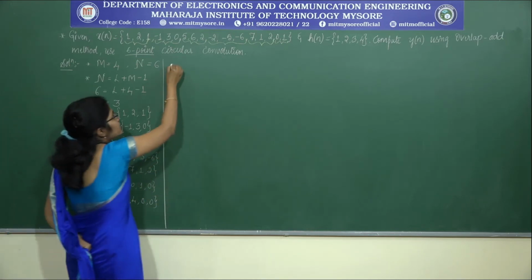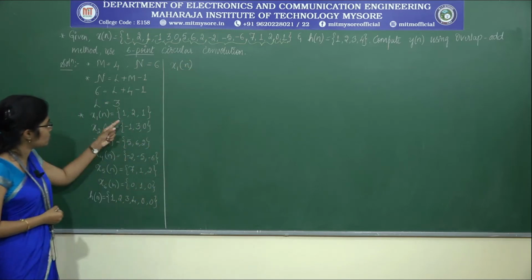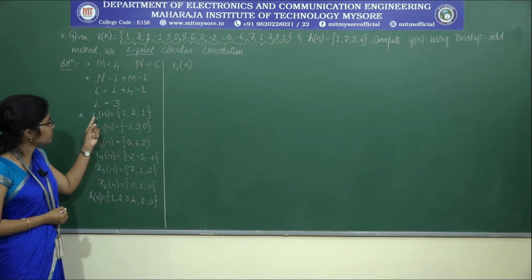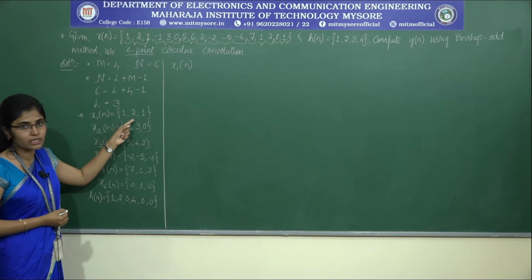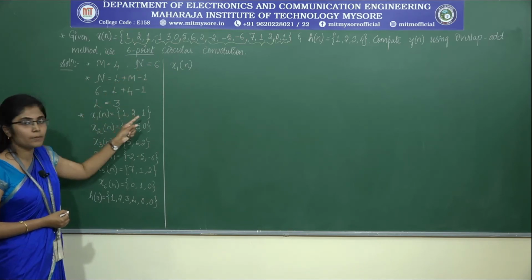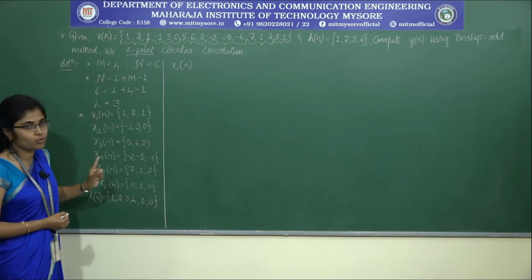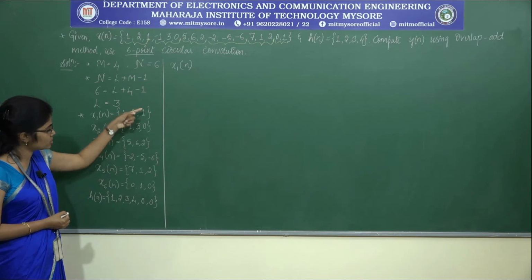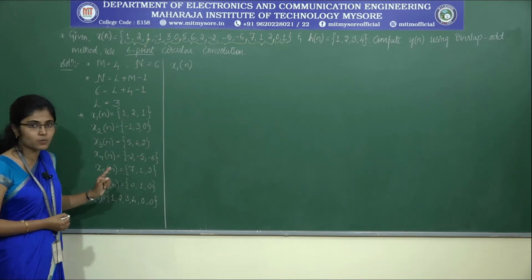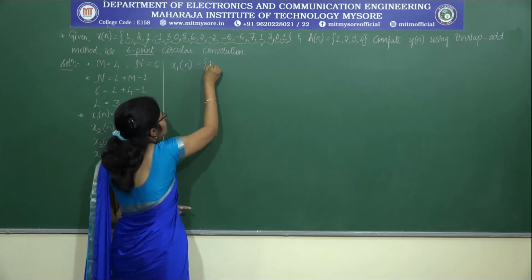Now let us start checking the length of h1 of n. The length of x1 of n is 3, so this is not matching the length of n. I need to append M minus 1 zeros. The value of m is 4, and 4 minus 1 is 3. So I should pad 3 zeros to all the subsequences. Let us append zeros at the end of each subsequence.